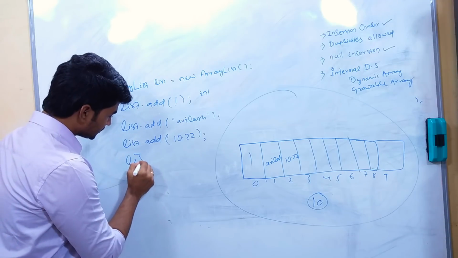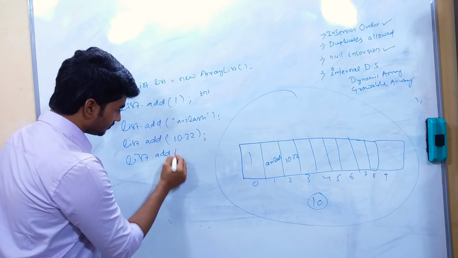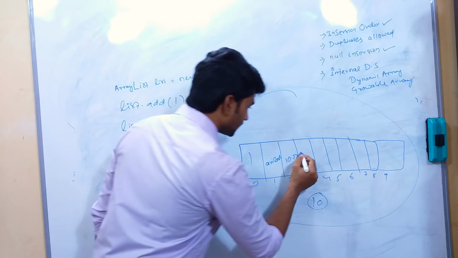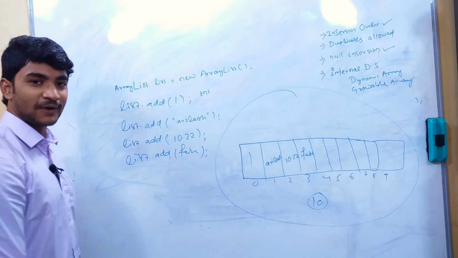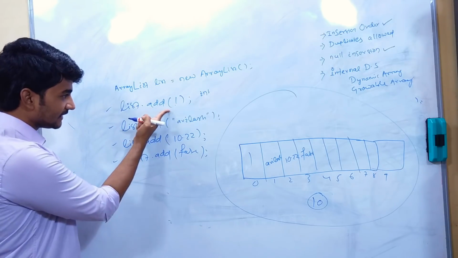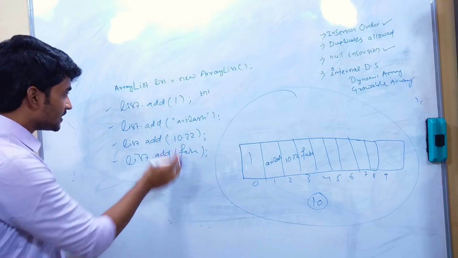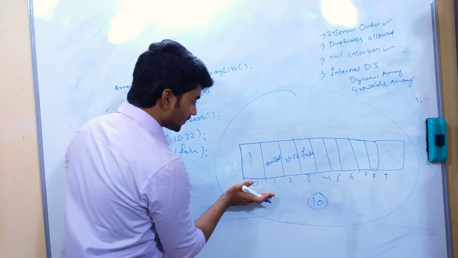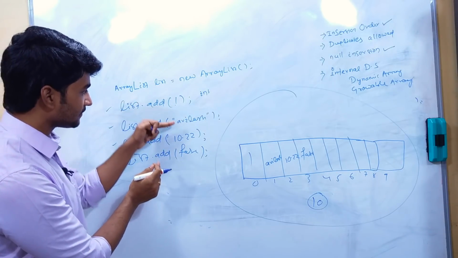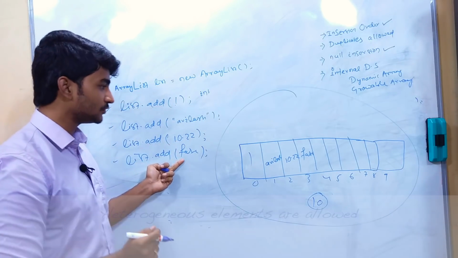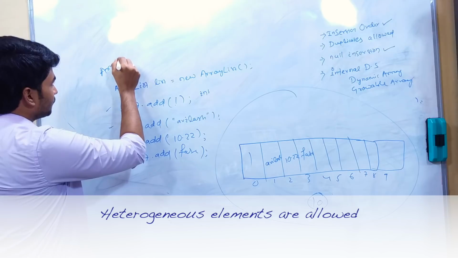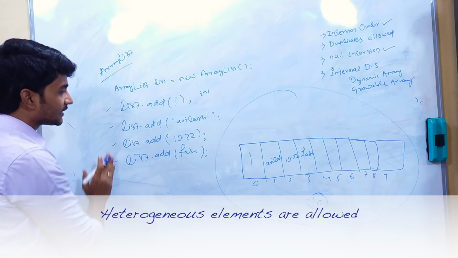If I want to insert list.add of, let's say, false, a boolean value, what will happen? False will come here, right? So what is happening here? These elements are heterogeneous: int, string, double, boolean, right? So in our list I can insert heterogeneous elements. One is of int type, Avilash is of string type, this is of double type, this is a boolean type. So whenever you talk about your list, or specifically ArrayList, using ArrayList you can insert heterogeneous elements to the list.